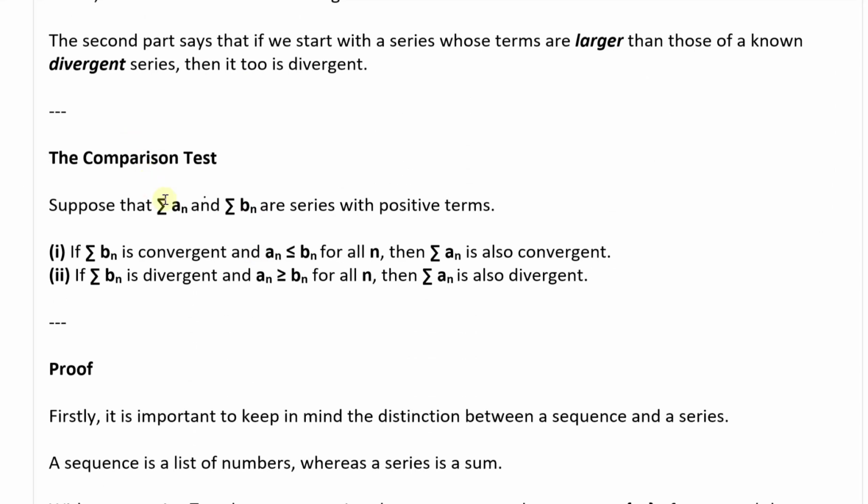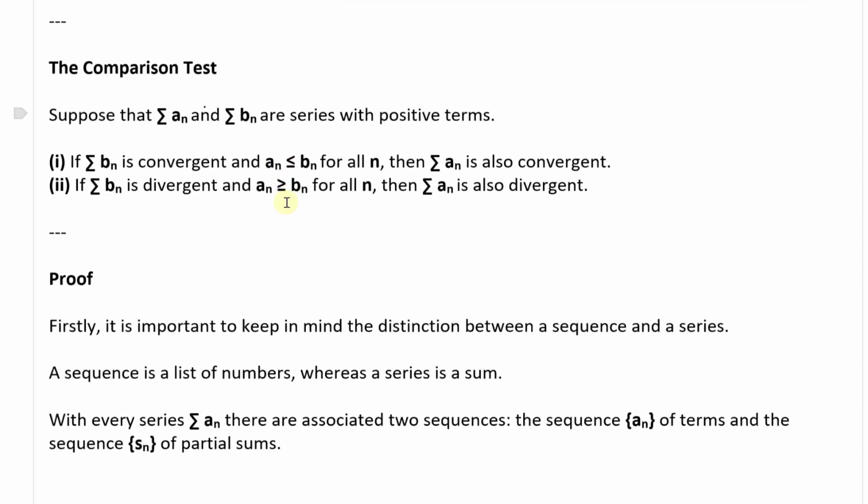So, the comparison test. Suppose that the series summation of a_n and the summation of b_n are series with positive terms. So yeah, assuming they're positive, they're always going to be increasing, because you're always adding positive terms. If the series b_n is convergent, and a_n is less than b_n for all n, then the summation of a_n is also convergent. So yes, if the terms are smaller than the terms of a convergent series, then it is also convergent.